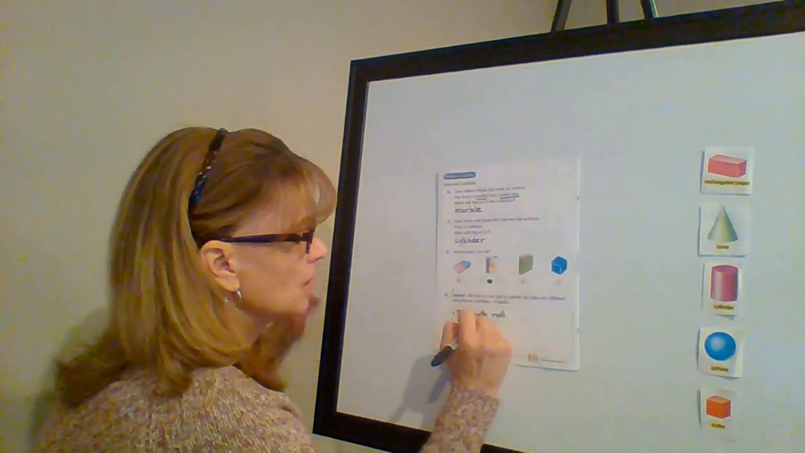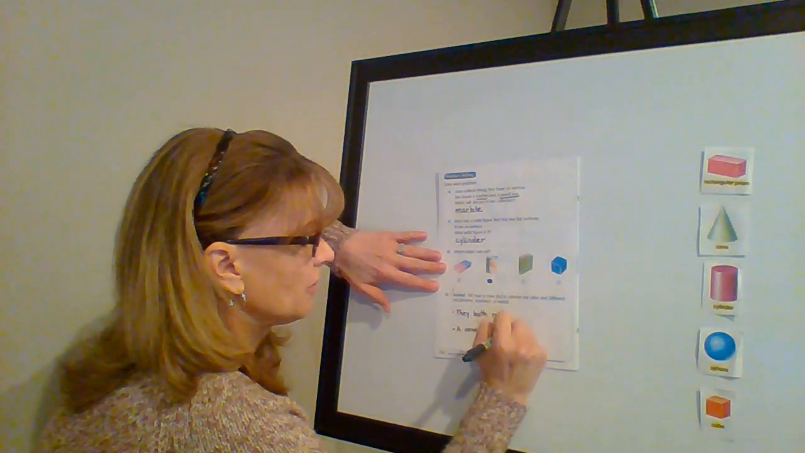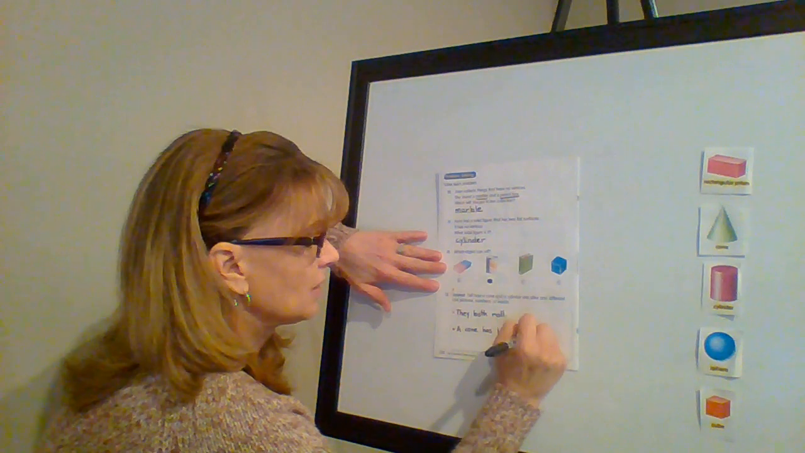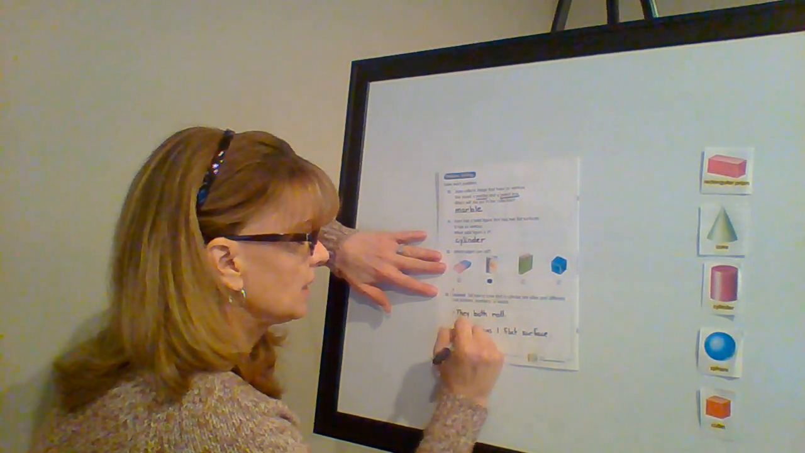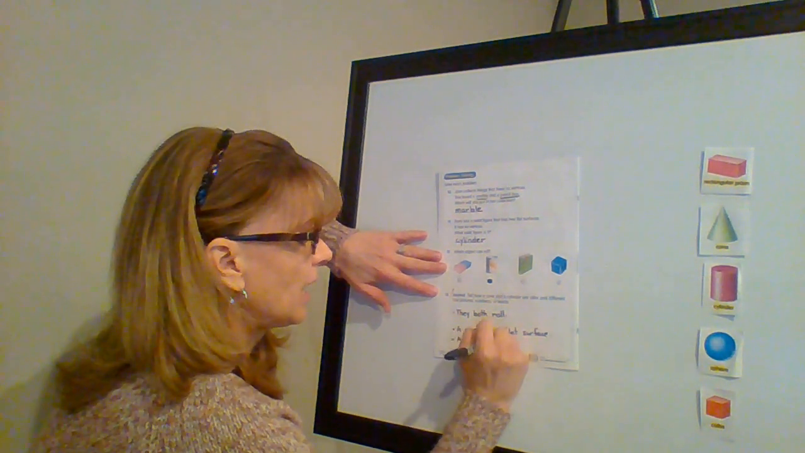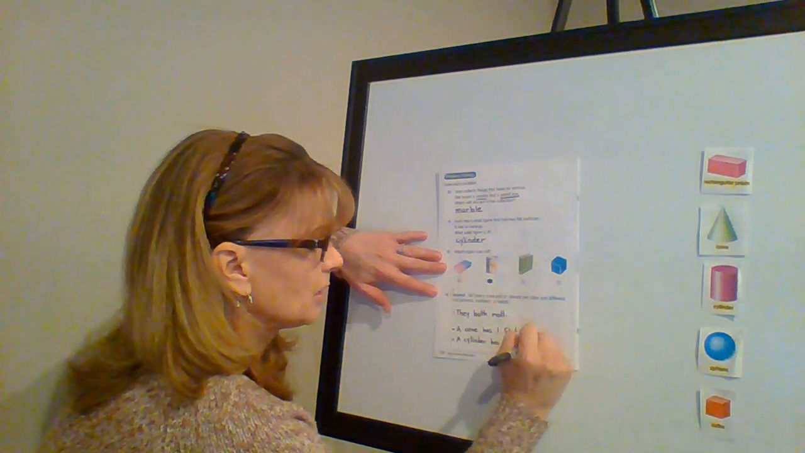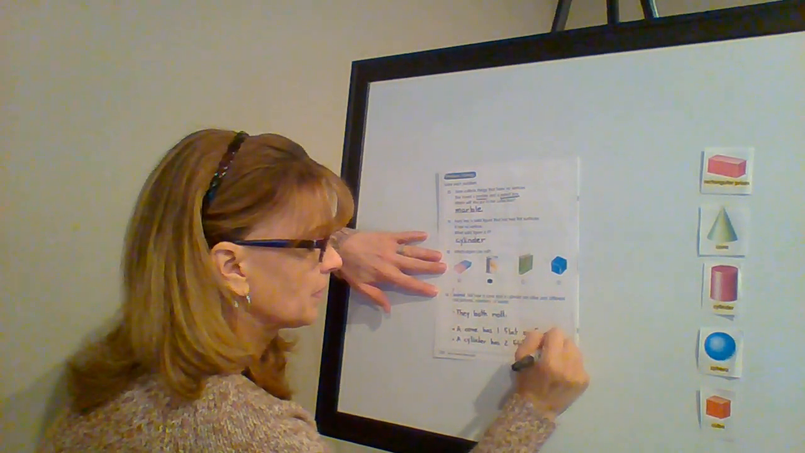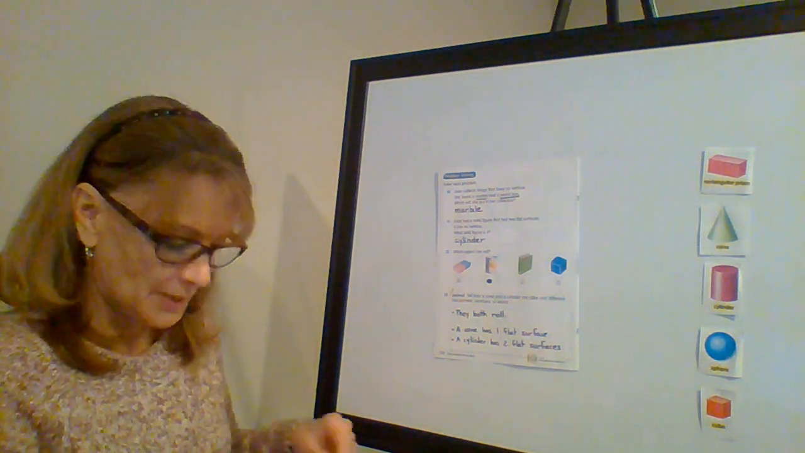A cone has 1 flat surface. A cylinder has 2 flat surfaces. How'd you do?